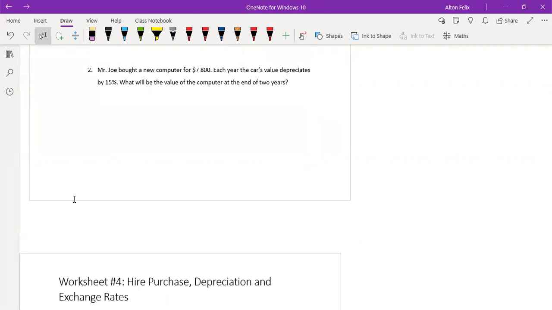Mr. Joe bought a new computer for $7,800. Each year the computer's value depreciates by 15%. What will be the value of the computer at the end of 2 years?